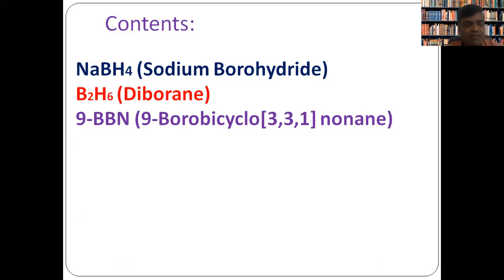In today's lecture, we will discuss the mechanism of all these applications which we discussed in the earlier lecture. After that, we will discuss a derivative of borane, that is 9-BBN, 9-borabicyclo[3.3.1]nonane. It is the IUPAC nomenclature of 9-BBN. But before going to the mechanism of diborane, let us first recall the applications that we discussed in the last lecture quickly, and then we will go to the mechanism part.